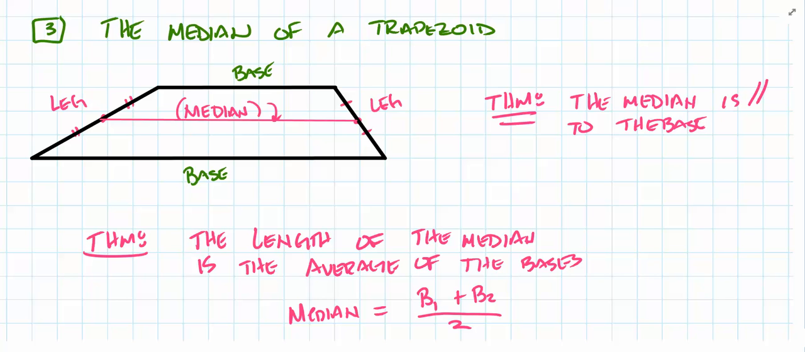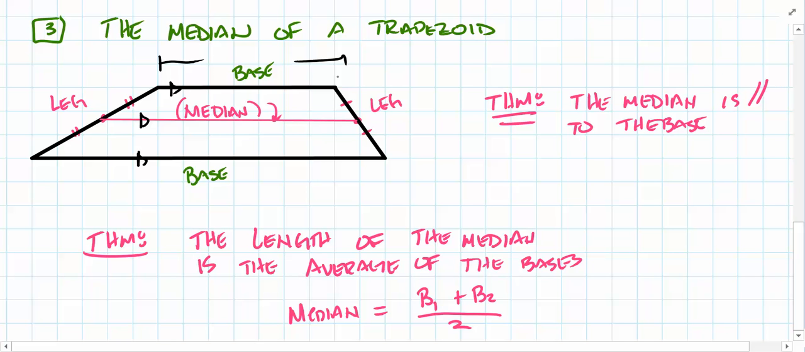The median is parallel to the base. So we can go ahead and draw in that this is now parallel to the base, which is parallel to the base. That's what theorem 1 says. The other theorem says that the length of the median is the average of the bases, meaning that if I take the length of base number 1, which is this one here, and the length of base number 2, and add those together, divide by 2, I would get the length of that median in the middle there.